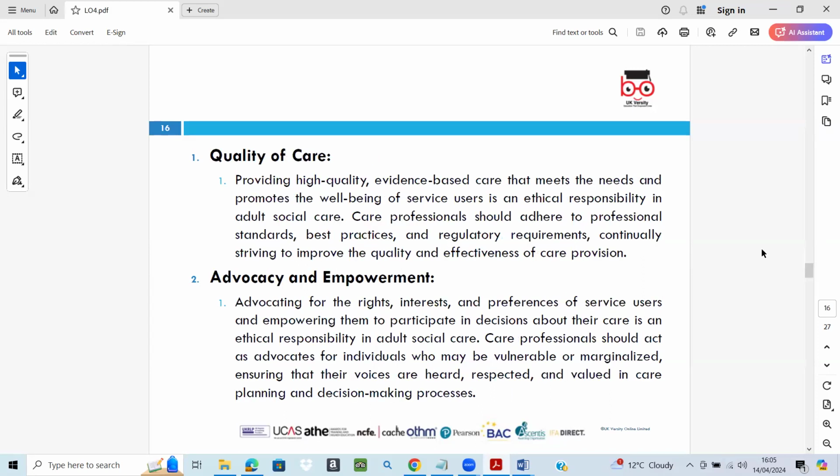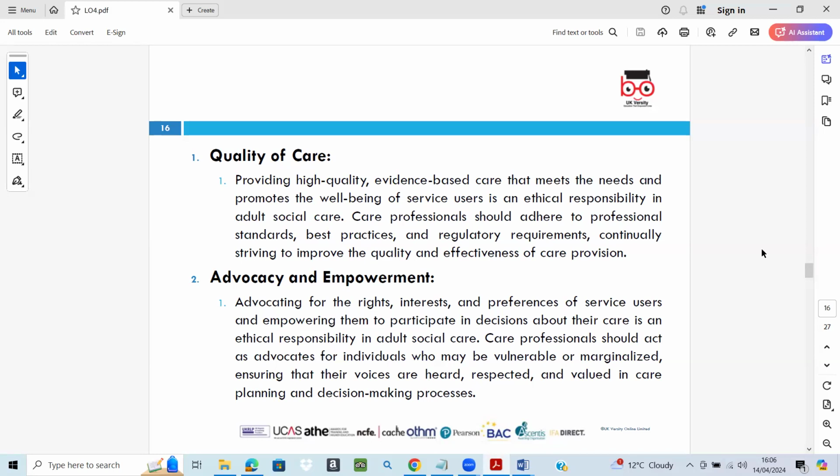Then we have quality of care and advocacy and empowerment. Providing high quality care is fundamental to ensuring that the needs of service users are met and their well-being is promoted. This involves adhering to professional standards, best practices, and regulatory requirements. It's about being committed to continually improving the care we provide, staying updated with the latest research, and applying evidence-based practice in our work.